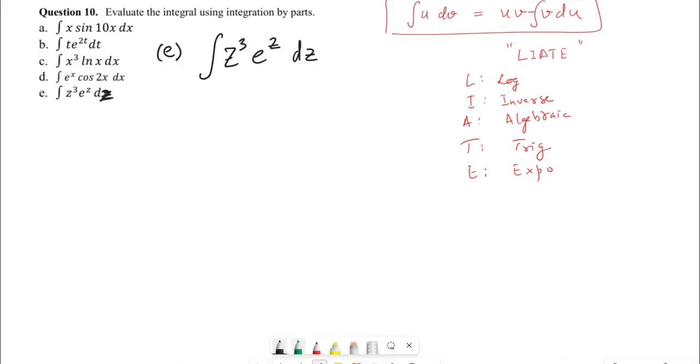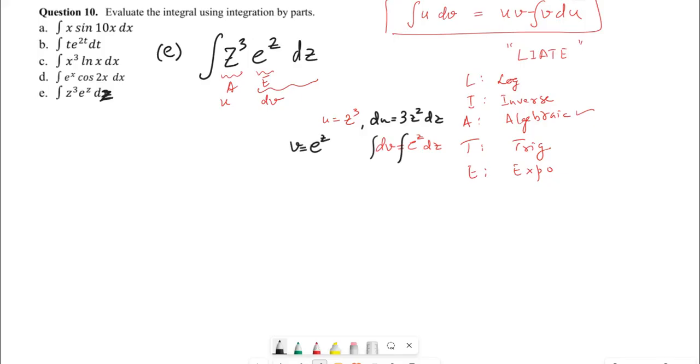Let's work on the last part of the problem. We have z cubed e^z. There was a dx written, that's a typo, dz here. So this function is algebraic, this function is exponential. Algebraic comes first, so that is u. Exponential attached with dz is dv. So u is equal to z cubed, dv is equal to e^z dz. Differentiate u, we get 3z squared dz. Integrate dv, we get e^z.